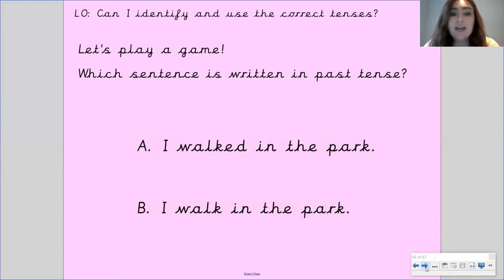So, before we begin, let's play a game. Which sentence is written in past tense? Is it A or B? I walked in the park. I walk in the park. What do you think? Pause the video to have a go. Well done if you got that. It was A. Walked ends in ed. Your verb ends in ed, so it shows that A is in past tense.